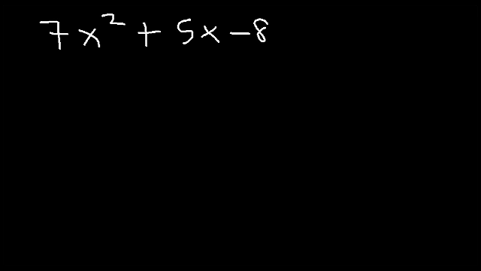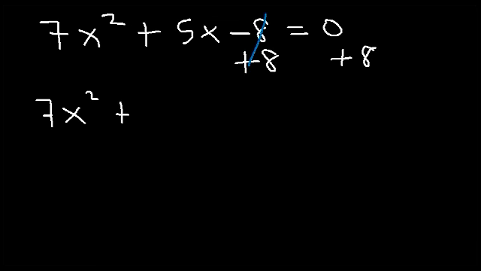Let's try one more example for the sake of practice. 7x squared plus 5x minus 8. Go ahead and solve this problem. So let's begin by adding 8. So we have 7x squared plus 5x is equal to 8. So we need to get rid of the 7 in front of the x squared. You could divide everything by 7, but I'm going to factor out a 7.